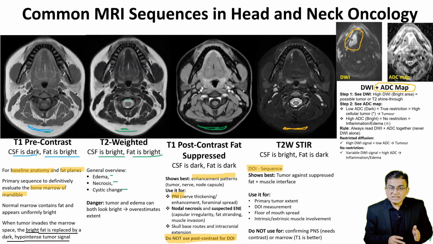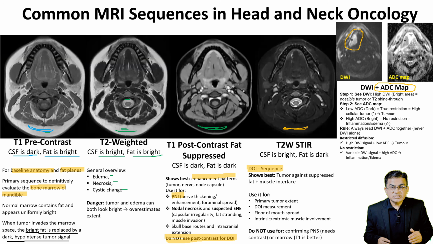The lesion shows low ADC, looks dark. That means it is true restriction, so it is a cancer. The surrounding tissues show high ADC, looks bright. That means there is no restriction. So it is likely inflammation or edema, but not cancer.